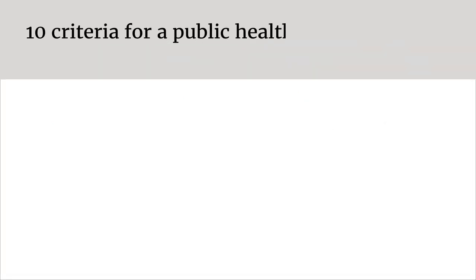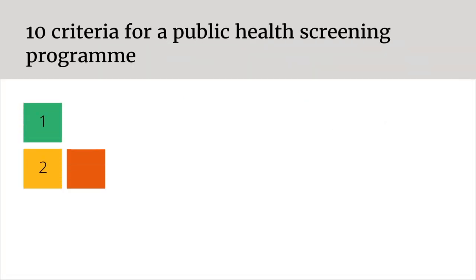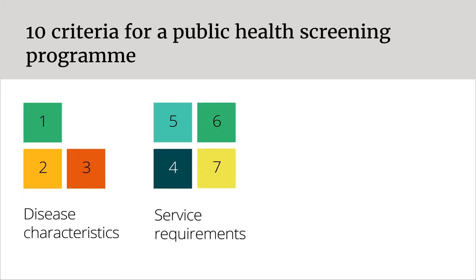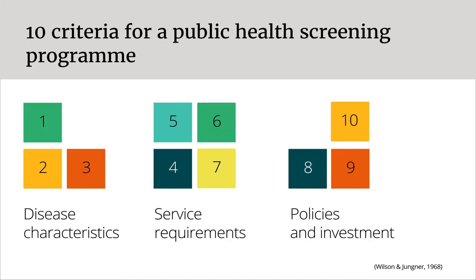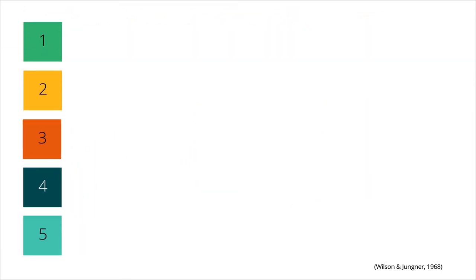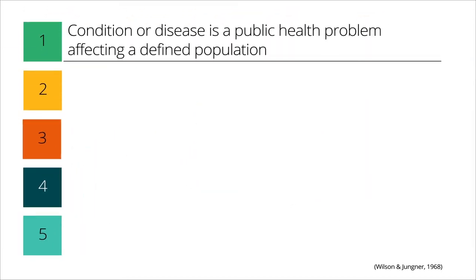Not all diseases or their complications are suitable for screening. 40 years ago, Wilson and Jungner set out a list of 10 criteria that need to be met in order to implement a public health screening programme. First, the condition or disease must be a public health problem affecting a defined population.